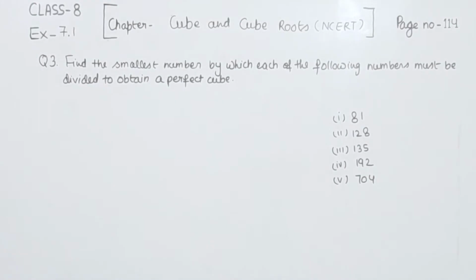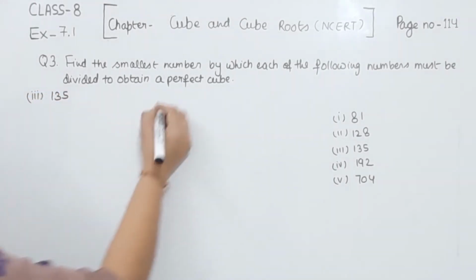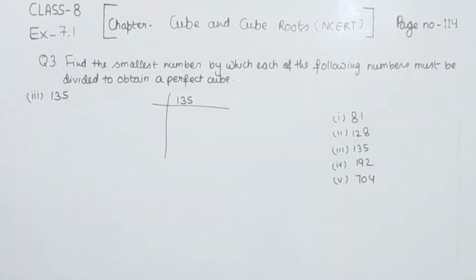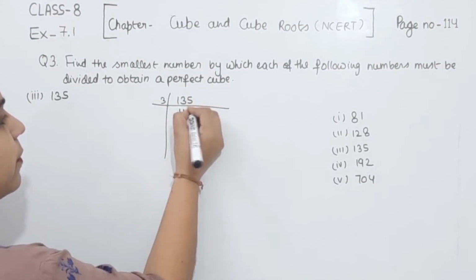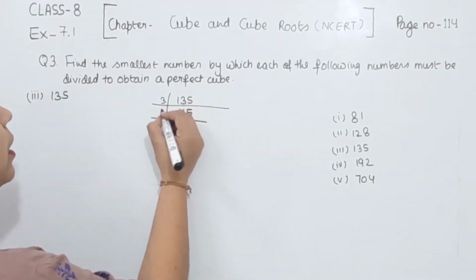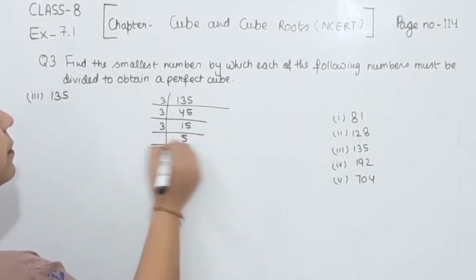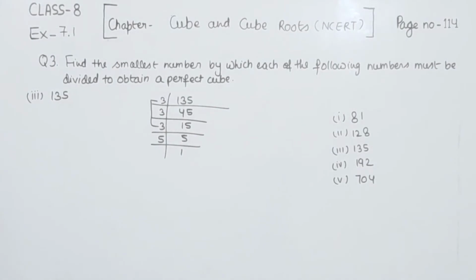Now comes part 3. The number we have is 135. First of all, we are going to find the prime factors of the number 135. So we are going to start with the number 3. 3 4s are 12, remainder 1, 3 5s are 15. Now again 3 1s are 3, remainder 1, 3 5s are 15. 3 5s are 15 and 5 1s are 5. Now this 3 is in the triplet and 5 is not in the 3's group.